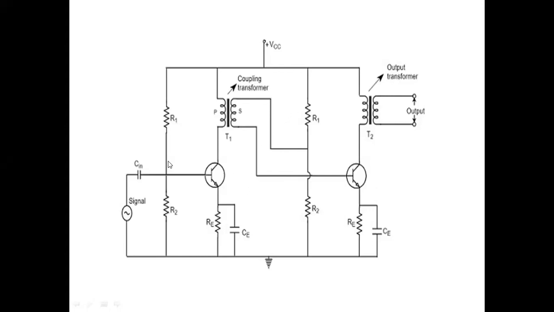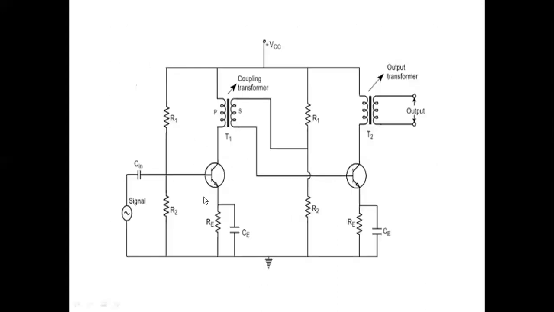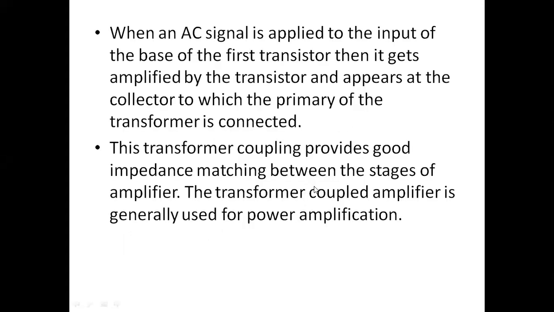And here also we are using R1 and R2 resistances in order to bias, as well as to get stability. So when an AC signal is applied at the input of the first transistor, it gets amplified by the transistor and is passed to the next stage by using a transformer. This transformer blocks the DC content which appears in the first stage, and only the AC signal will be passed to the next stage, and that will be amplified by the second stage.